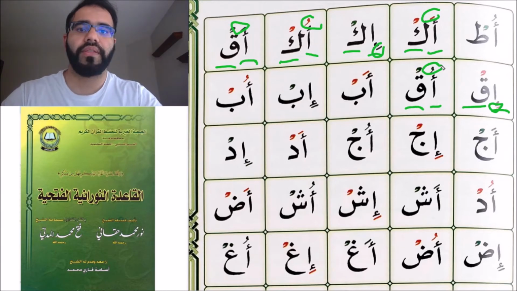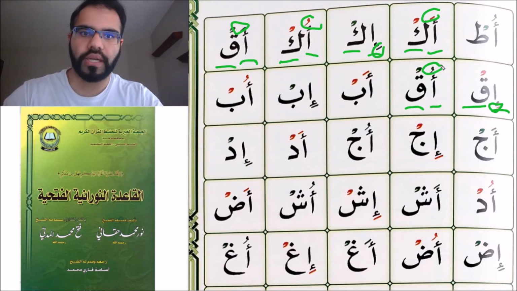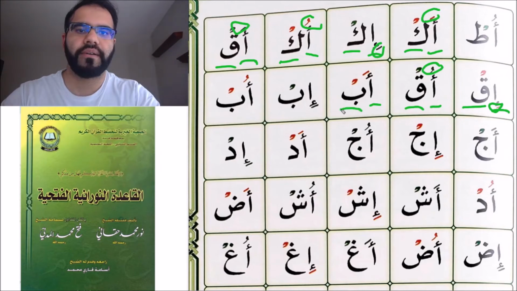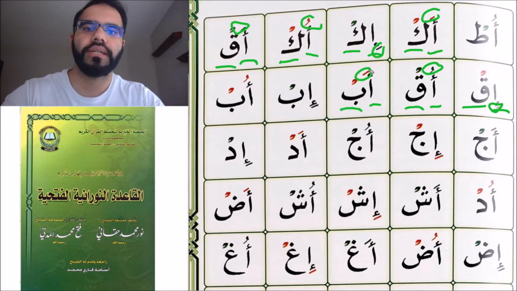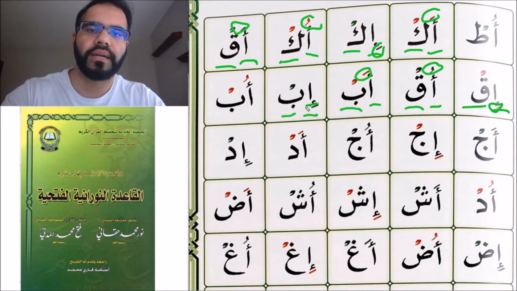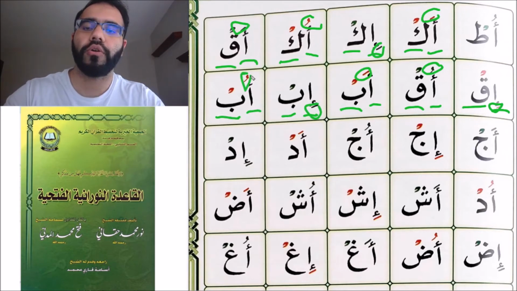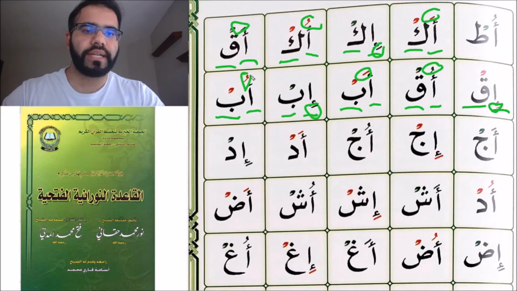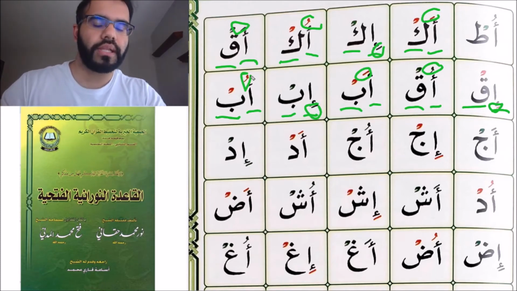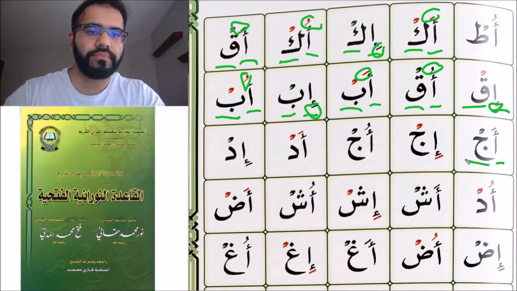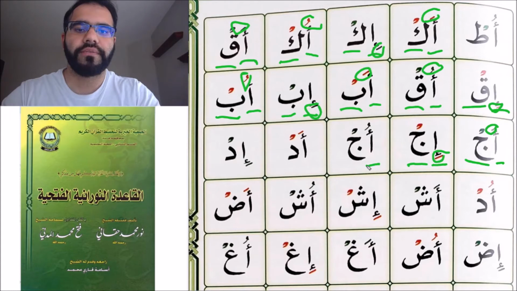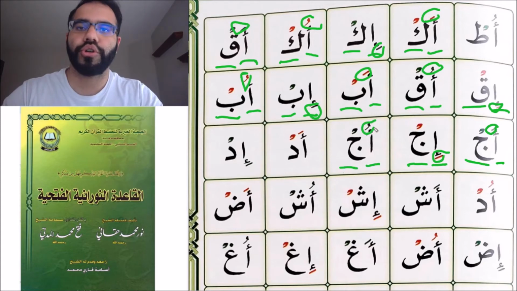Okay. The next one, ba, is also qalqalah. So here we go. Alif, ba, fatha, ab. Alif, ba, kasra, ib. Alif, ba, dhamma, ub. The next one is also qalqalah. Jim is a qalqalah letter. So here we go. Alif, jim, fatha, aj. Alif, jim, kasra, ij. Alif, jim, dhamma, uj.